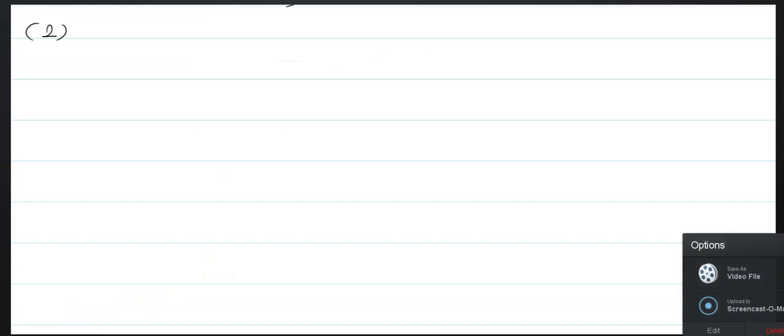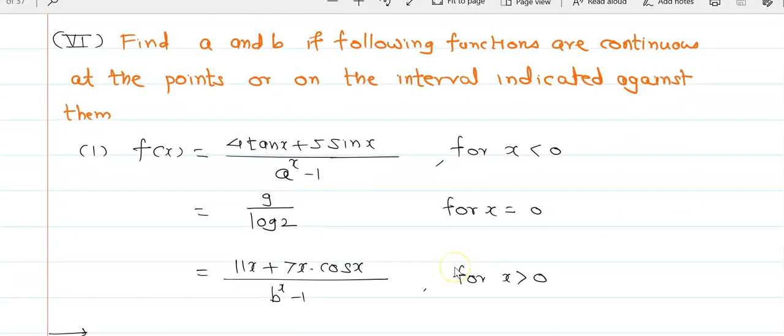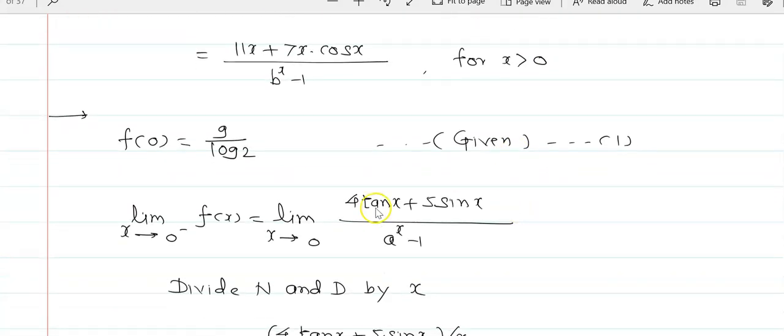Now see this again. Here is the function. For x less than 0, x equal to 0, x greater than 0: left hand side, right hand side, value of the function. Now first limit, a very simple limit is here. 4 tan x plus 5 sin x upon a raised to x minus 1, divide numerator and denominator by x.